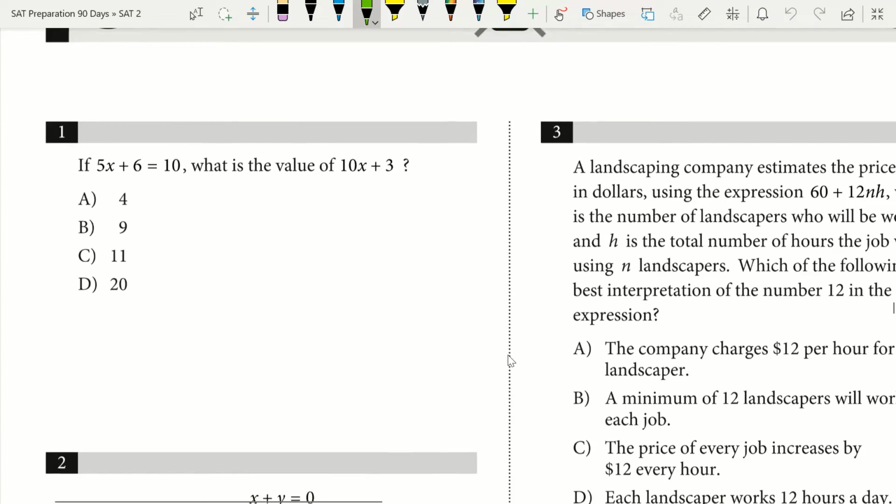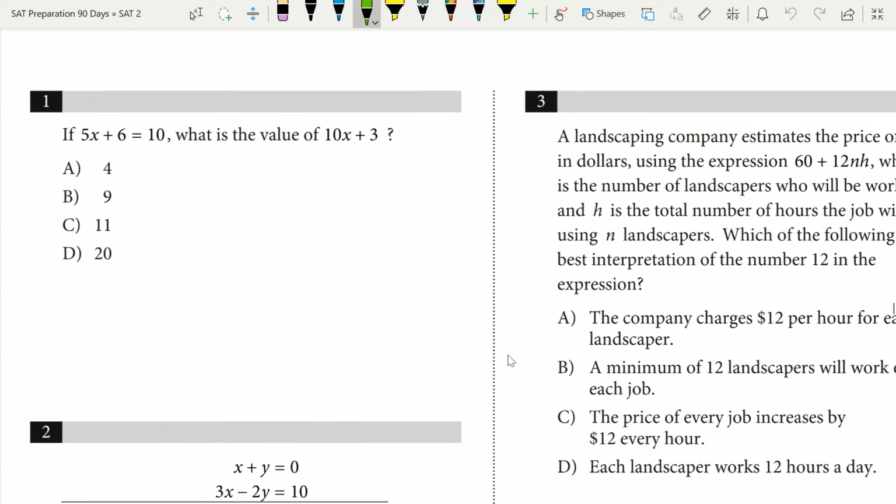This is practice test 2. So we've got number 1. If 5x plus 6 equals 10, what's the value of 10x plus 3? Okay, first thing that jumps out to me immediately, I've got 5x here, I've got 10x here. So if I subtract 6 from each side, 10 minus 6 is 4, so 5x is 4. 10x is double that, which means 10x is 8. 8 plus 3 gives me 11, so my answer there is going to be C.